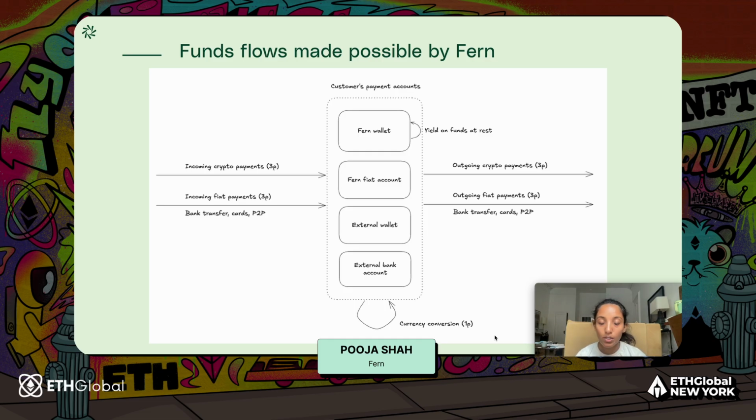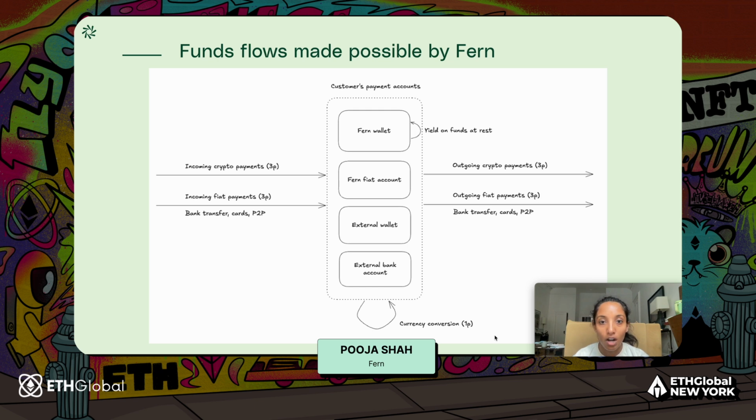But as I mentioned, we're also able to support third-party payments into and out of any of your customers' accounts. So your customer is able to receive incoming crypto payments from third parties and incoming fiat payments from third parties as well. And your customer is also able to make outgoing payments, both in crypto and in fiat to third parties. All of these funds flows are supported with Fern's infrastructure today. As you can imagine, this enables a breadth of use cases and funds flows for you in your application and how you decide to leverage the different building blocks that Fern provides to create your ideal user experience.